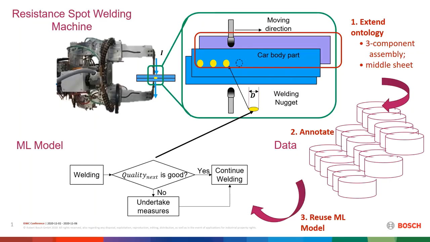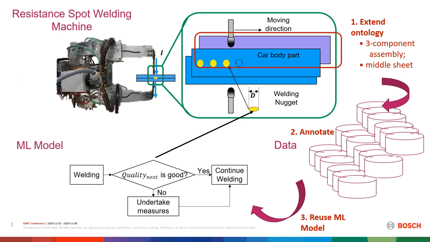The new resistance spot welding dataset comes from a slightly different production line. The quality monitoring task remains the same, but the car chassis contains a 3-component assembly. In the ontology, we have 2 sheets, top and bottom. We will add the middle sheet.